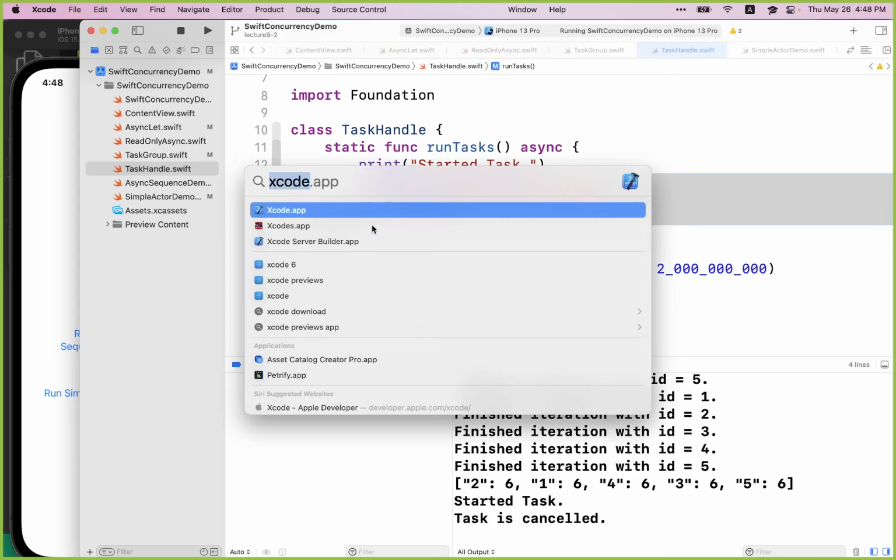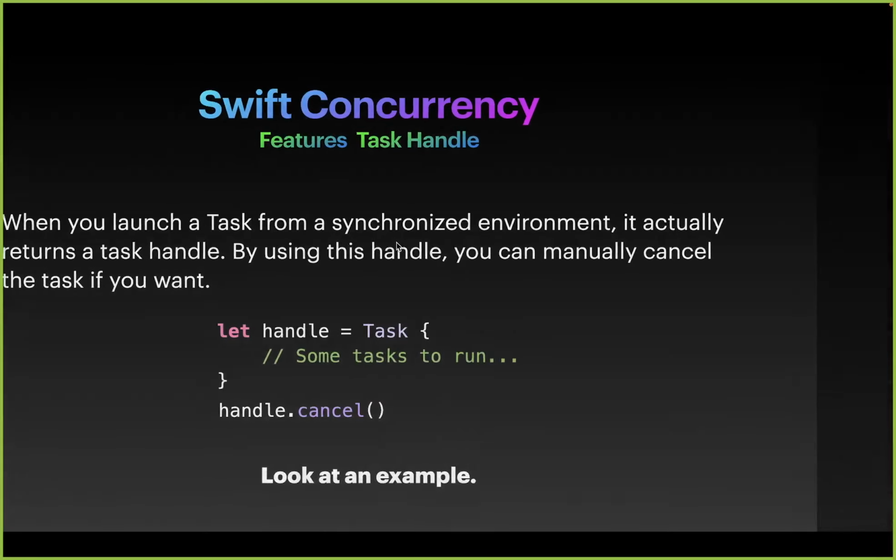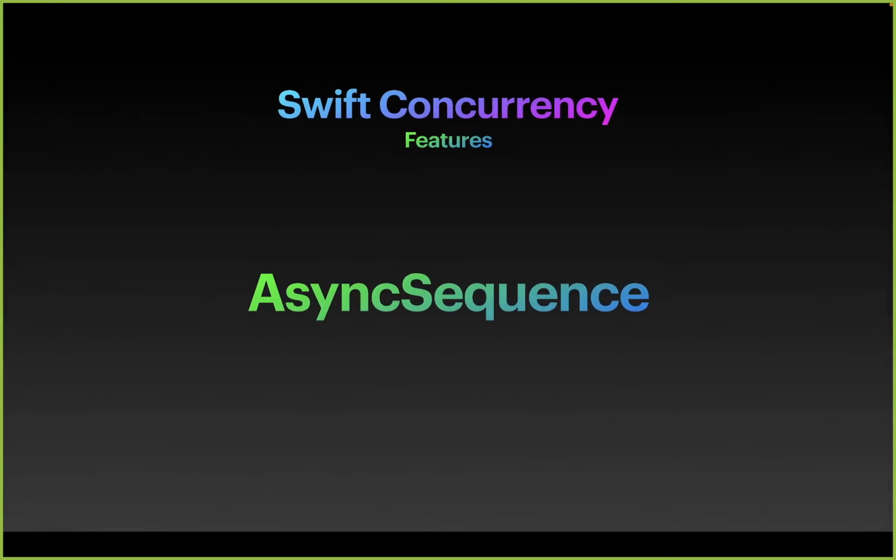Now again, go back to the slides and take another look at something called AsyncSequence. Before, when we used the for loop on a group, you can see we put the await keyword inside this for loop, and I mentioned this is something called AsyncSequence.